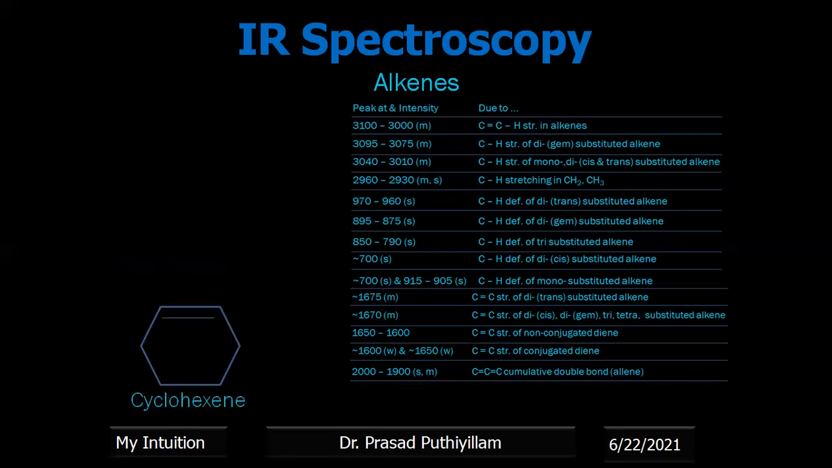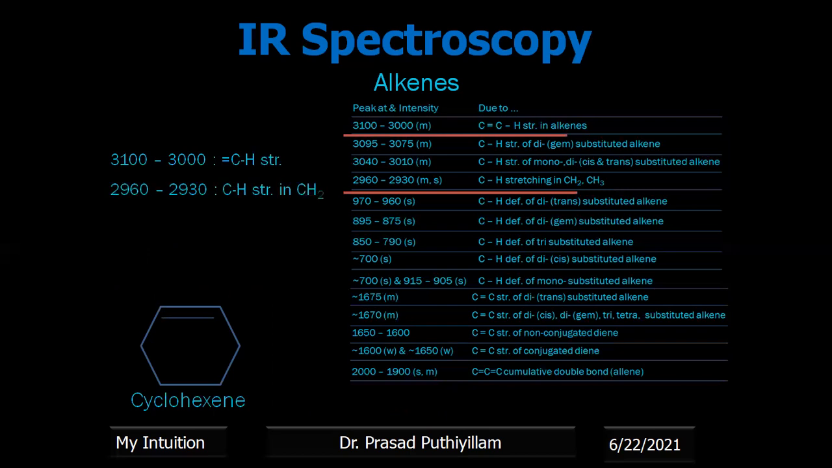Now cyclohexene. The cyclohexene structure is drawn here. It has the =C-H, carbon-carbon double bond, and C-H stretching is expected around 3100 to 3000. That is the difference between the previous decene and cyclohexene. It also has CH stretching in the CH2 group. It also shows a non-conjugated carbon-carbon double bond, that is 1650 to 1600, and also 780 to 710, that is due to deformation.